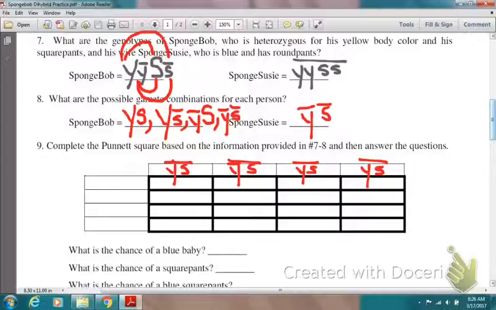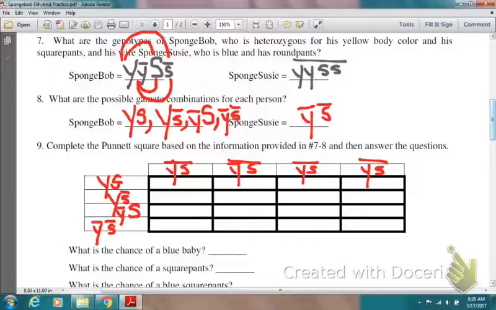So you have little y, little s, because that's all she can give. But now he can give big Y, big S. Big Y, little s. Little y, big S. Or little y, little s. And it's because in meiosis, you make 4 different gametes. At the end of meiosis, it goes through twice, so you wind up with 4 cells at the end instead of 2 like in mitosis.